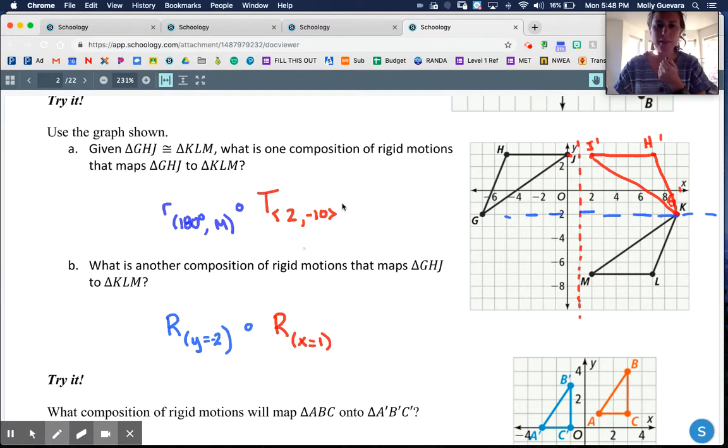Keep in mind that you do the one in red, so we do the one on the right first, and then the one on the left. There are other ways to do this. So if you did it a different way and you're not sure, just reach out and we can check your work.